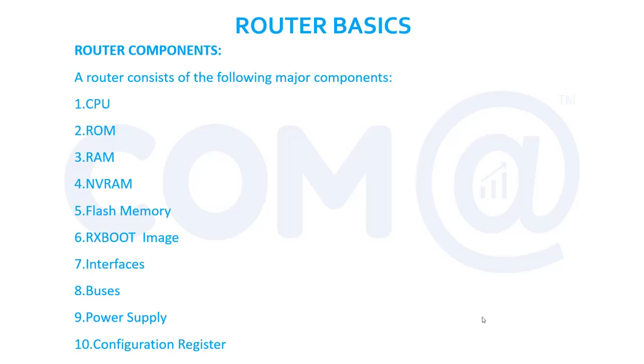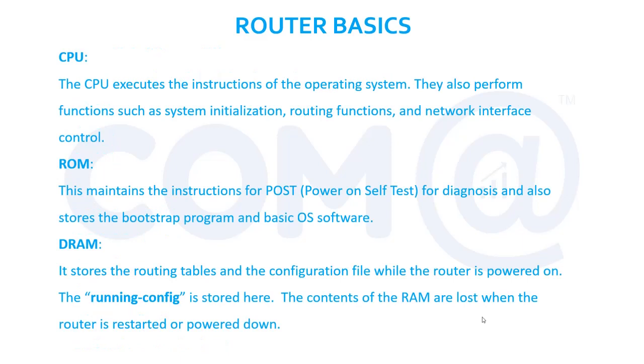Router components. Like your laptop, desktop, or server, you have the same or kind of miniaturized components in the router also. So we have processor, ROM, RAM, NVRAM, flash memory, boot image like an operating system, interfaces like a network card, buses, power supply, and configuration register. So what is a CPU? Like a computer CPU, this also has a CPU, which is the main component in the router, and it performs all kinds of functionalities from the CPU side.